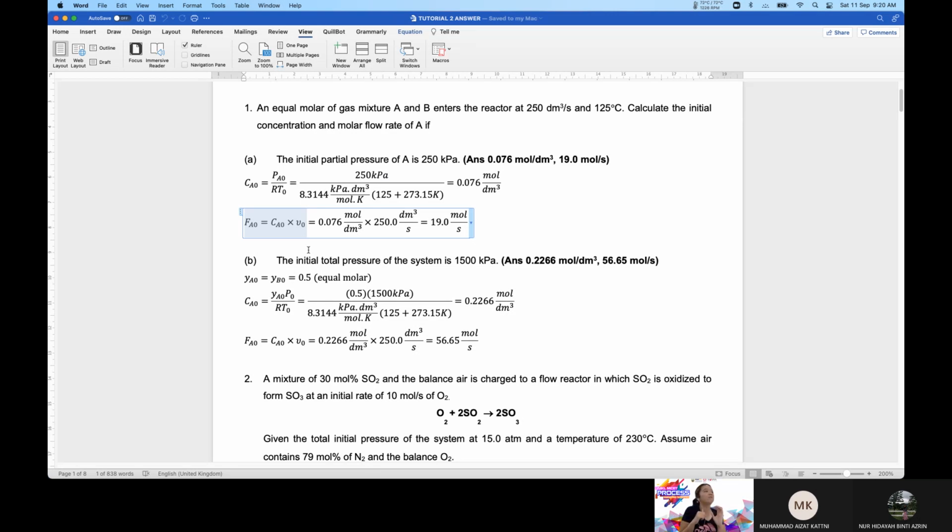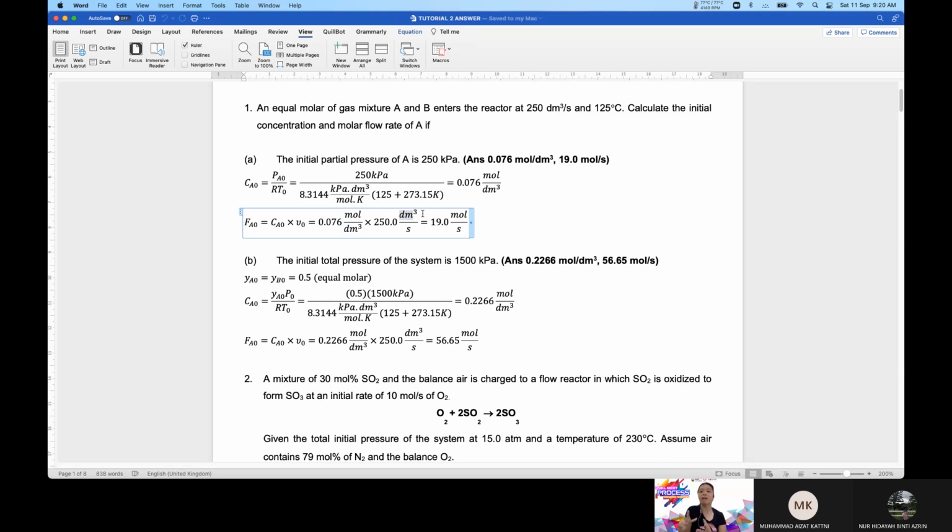So in this case, if let's say I put it as CA0 multiply with V0. Okay, so CA0 kita dah dapat tadi as 0.076 mole per dm cube. So let's say I multiply with the initial volumetric flow rate yang diberi dalam soalan tadi, 250 dm cube per second. So that's sama, you do cancellation, dm cube cancel atas, satu di bawah. I'm left with mole per second.